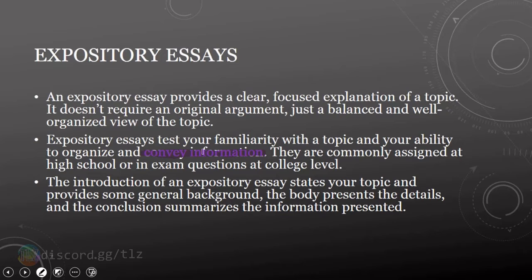So in this type of essay, the introduction states your topic and provides a general background. The body presents your details. It's where you elucidate your facts and your research, and then your conclusion summarizes all the information you presented.